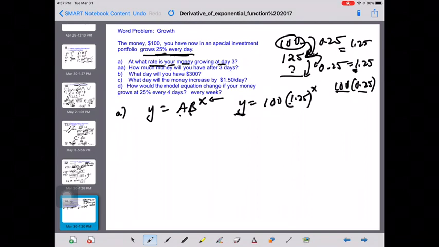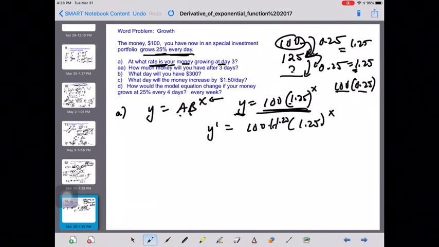The first question asks, at what rate is your money growing at day 3? The rate means you want to find how fast something is changing, in other words, the slope. So in order to find the slope, you're going to have to figure out the derivative of this function. 100 is a constant that you just leave out. Then you have 1.25 to the x as is, but you need to figure out that ln piece right there. And so this is our derivative function.